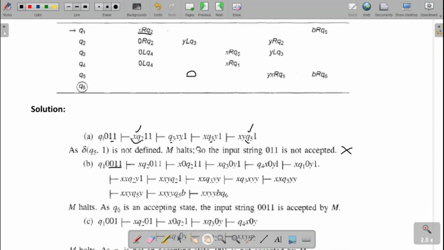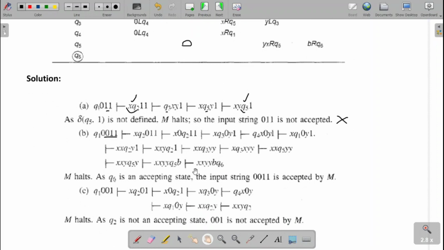Fine. Then next, in the last scenario, we get a blank and Q6. So next we are ending up at Q6. When we end up at Q6, no other transitions are defined. Then check what Q6 is. Q6 is an accepting state, so your string is accepted.